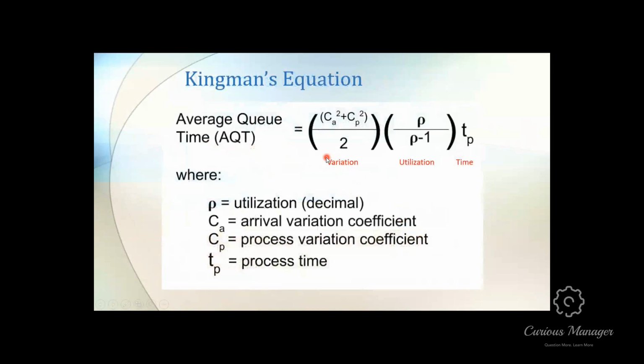So here we have the variation within the system. C sub A is arrival variation, and C sub P is process variation. Then we have utilization, which basically is load over capacity. I'm going to cover utilization separately in a minute. So we basically take rho, with its small Greek character rho, divided by rho minus 1, and then we multiply that by the process time. This represents the end process time. So here we have the arrival variation, the process variation, and then the process time represents the time for the process to do its thing.